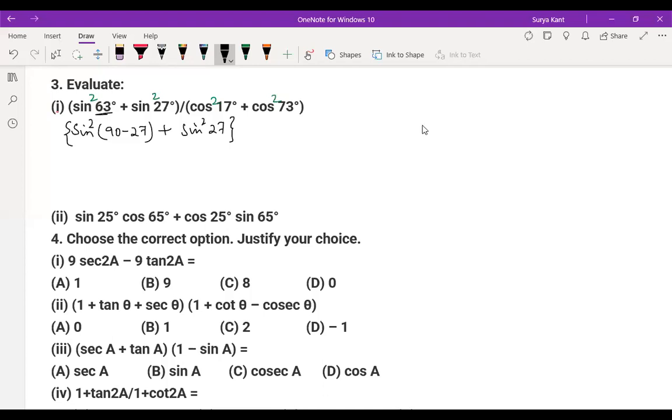Again, if you see this one, your 17 and 73, this is a combination of 90 degree. So either you change 17 or you change 73. So I'm going to change here the first one only, that is cos, division is given over here. Cos square 90 minus 73 plus cos square 73 degree. Anyone having doubt in this, children? Till here, anyone having doubt?